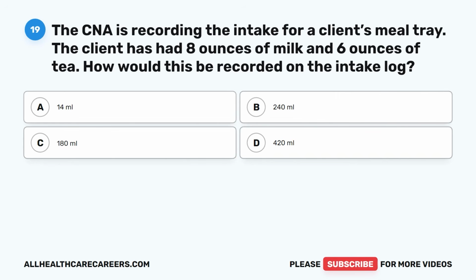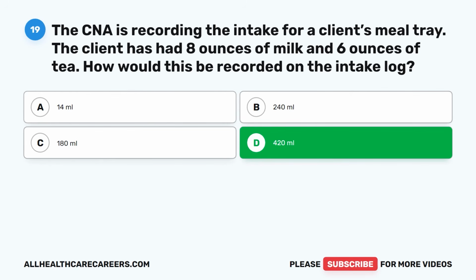Question 19. The CNA is recording the intake for a client's meal tray. The client has had 8 ounces of milk and 6 ounces of tea. How would this be recorded on the intake log? A. 14 ml. B. 240 ml. C. 180 ml. D. 420 ml. The correct answer is D.